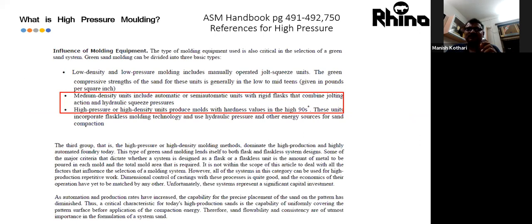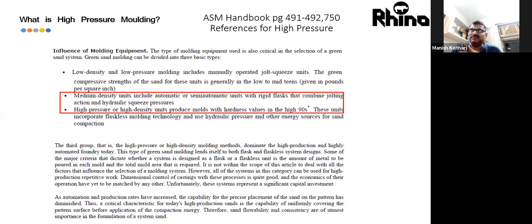And the Jolsky's comes into medium density units, including automatic, semi-automatic units with rigid flasks that combine jolting action and hydraulic pressure. I have seen a lot of combinations which came up later on. And Jolsky's machine runs on compressed air. Compressed air has a limitation that normally we cannot work at more than 6 to 7 kg per centimeter square line pressure. So your bore diameter becomes a limitation, and from that there is a force limitation.